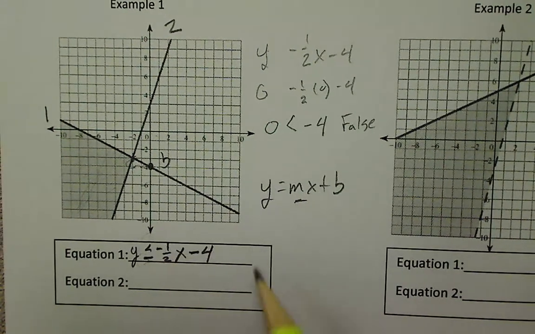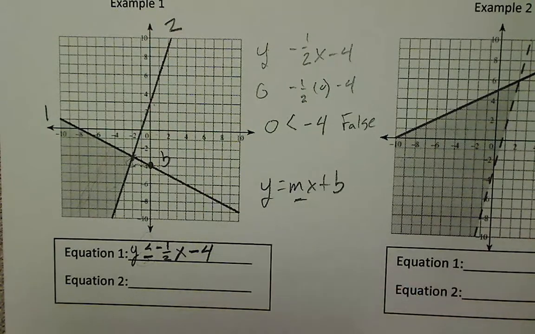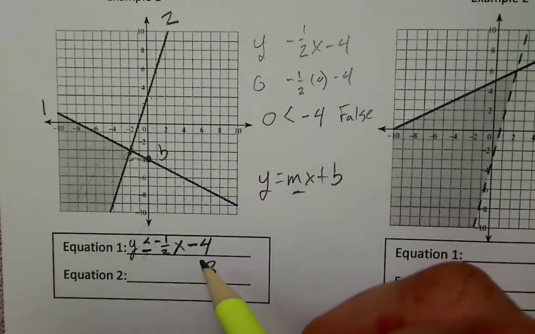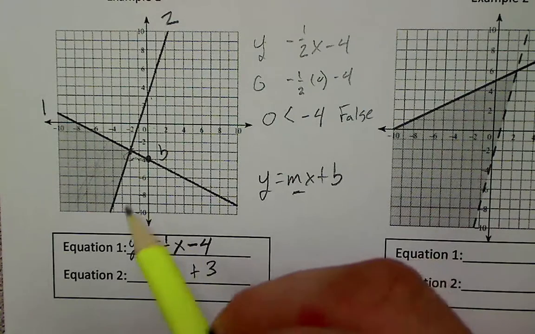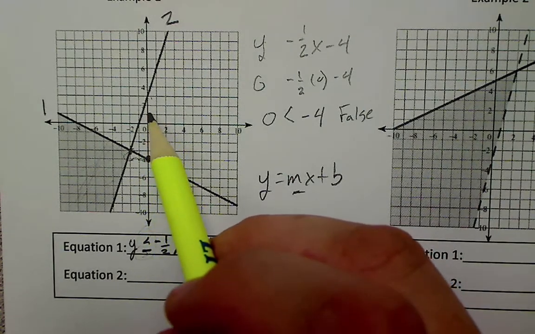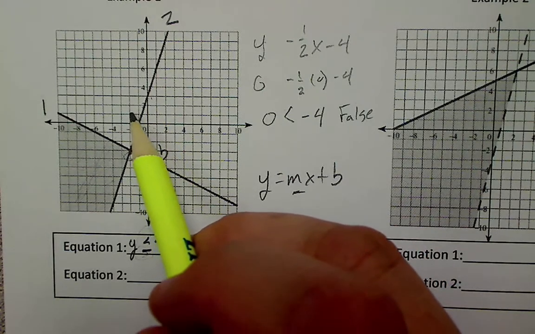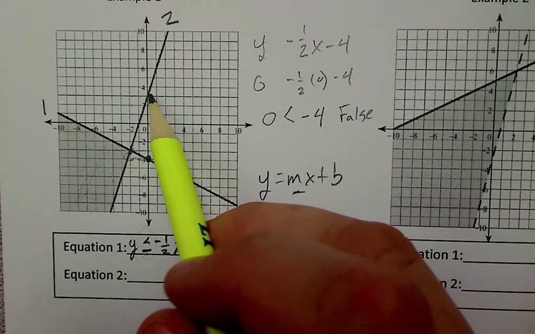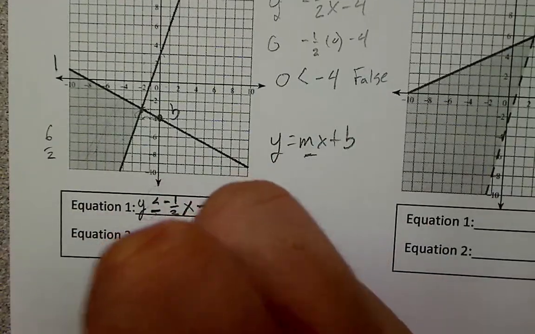So like in equation 2, again, I know that my y-intercept right here sits at 3. So I know right off the bat I'm going to have a 3 for my y-intercept. Then, well, that's going to be plus 3, by the way. I can pick a point from here to here. 1, 2, 3, 4, 5, 6 over 1, 2. That looks like it's 6 over 2, which happens to be 3.